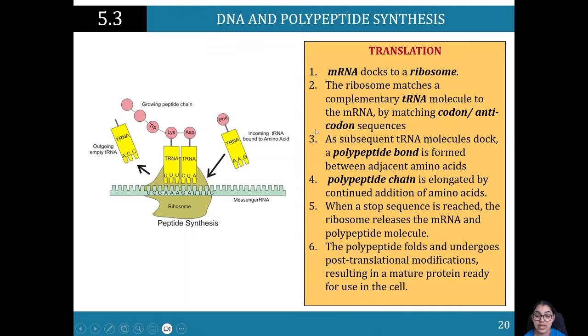And as a result, then, this polypeptide molecule is going to fold over in different shapes. It's also going to undergo post-translational modifications, and then that will result in a mature protein being ready to use in the cell.